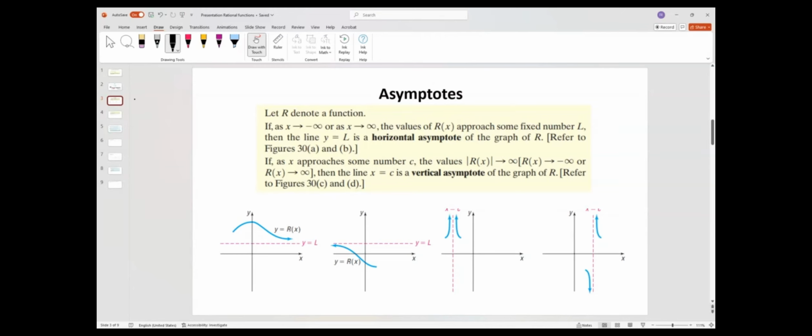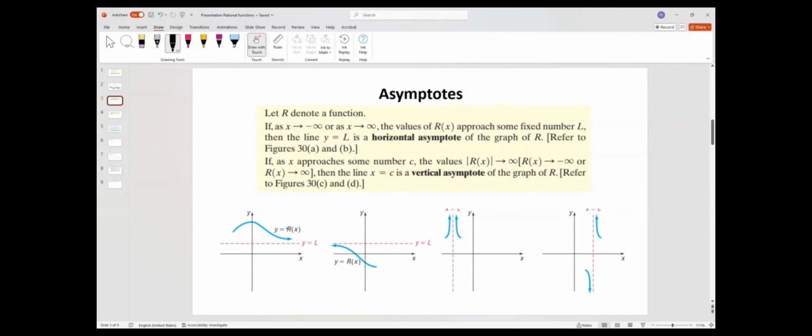So when you have a horizontal asymptote, well, if as x approaches -infinity or as x approaches +infinity, the values of r of x, or the rational function, approach some fixed number L, then the line y equals L is a horizontal asymptote of the graph of r. So basically, here you have y equals L, a horizontal asymptote in the graph of the function.